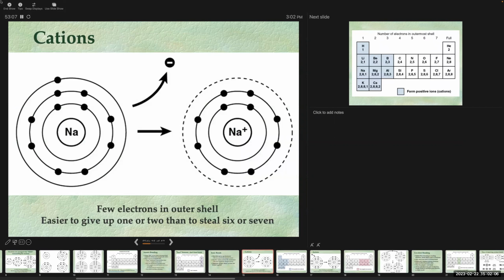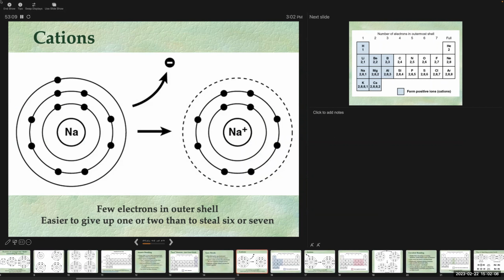So here is a classic example of an atom that will give away an electron to become a cation. This is sodium, Na, which has an atomic number of 11. So 11 protons in the nucleus. That means in its electrically neutral state, it's also going to have 11 electrons.